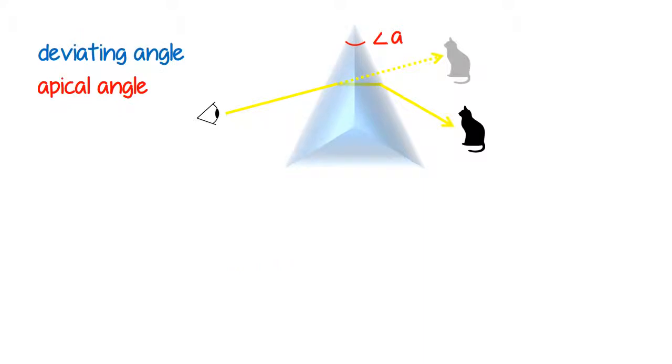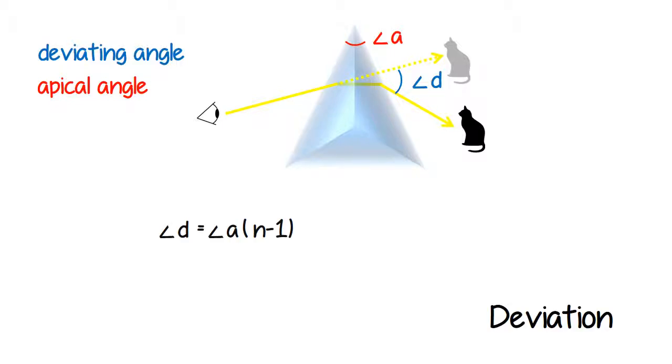The apical angle is of course the angle of the apex of the prism, and it's shown here in the dark orange color. And the deviating angle is the angle formed by, imagine if the light ray that's coming in, the incident ray, were to continue on and not be deviated, and the angle formed between that and the actual deviation of the light ray is the angle of deviation. I hope that makes sense.